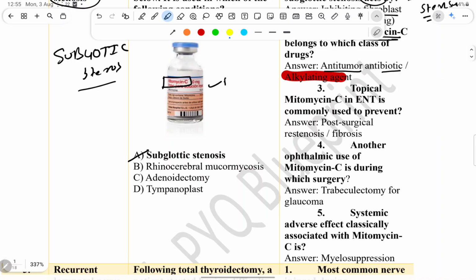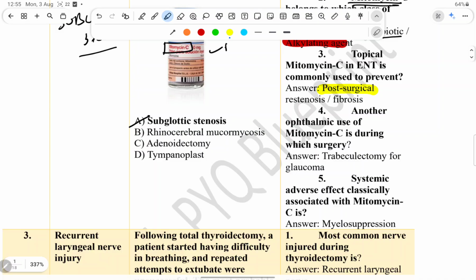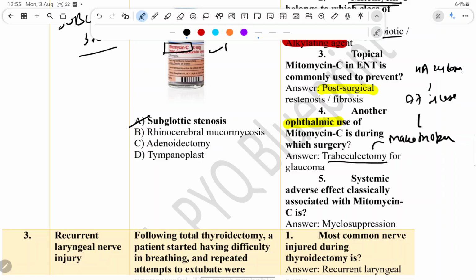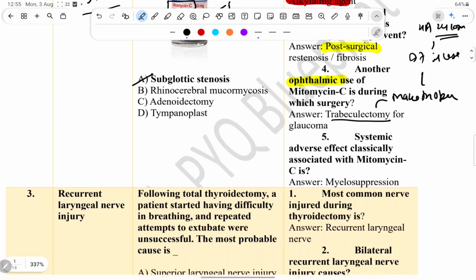Next, topical mitomycin C in ENT is commonly used to prevent subglottic stenosis. It can be post-surgical or it can also be caused due to other reasons like intubation, etc. Intubation complication. Another ophthalmic use of mitomycin C: it is used in trabeculectomy for glaucoma. In trabeculectomy, we make the opening. It is used when there is hazy cornea. Whenever there is clear cornea, we do a procedure called goniotomy.